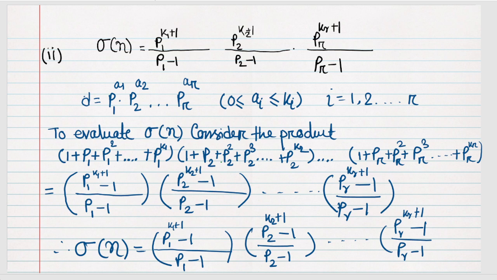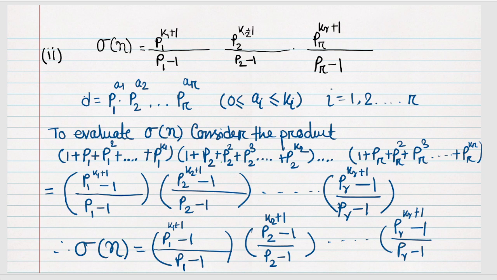Now we have another theorem which says that n is an integer with a prime factorization form, for all n greater than 0. Then we have to find the sigma. We have to prove that sigma n equals (p1^(k1+1) - 1)/(p1 - 1) times (p2^(k2+1) - 1)/(p2 - 1) times ... times (pr^(kr+1) - 1)/(pr - 1).